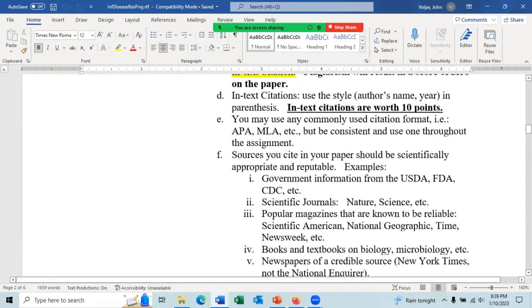And by good sources, you can use something that's scientifically appropriate and reputable, like a government website, USDA, FDA, Center for Disease Control, or their publications, a scientific journal, Nature, Science, etc., popular magazines that are known to be reliable, like Scientific American, National Geographic, Time, Newsweek, books or textbooks on biology or microbiology.